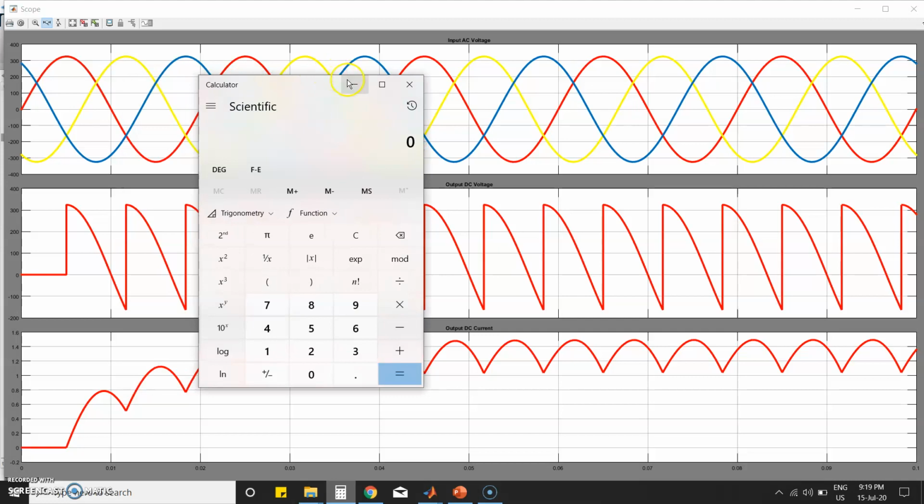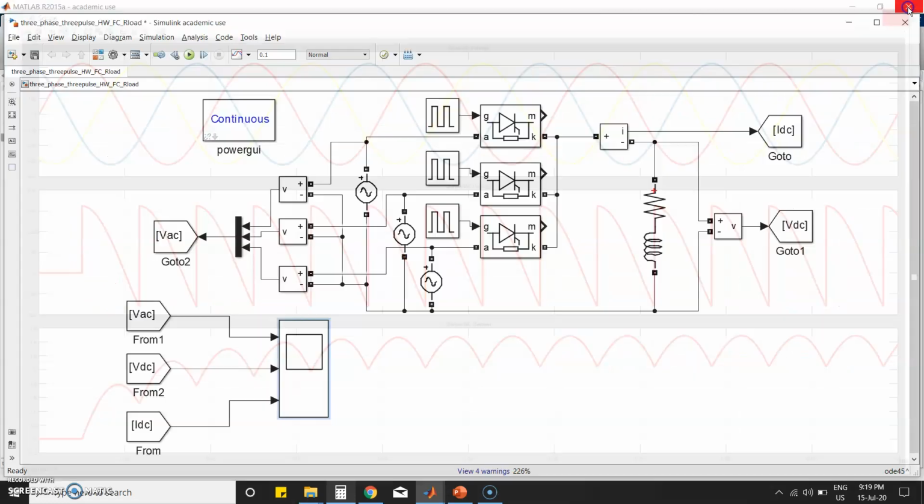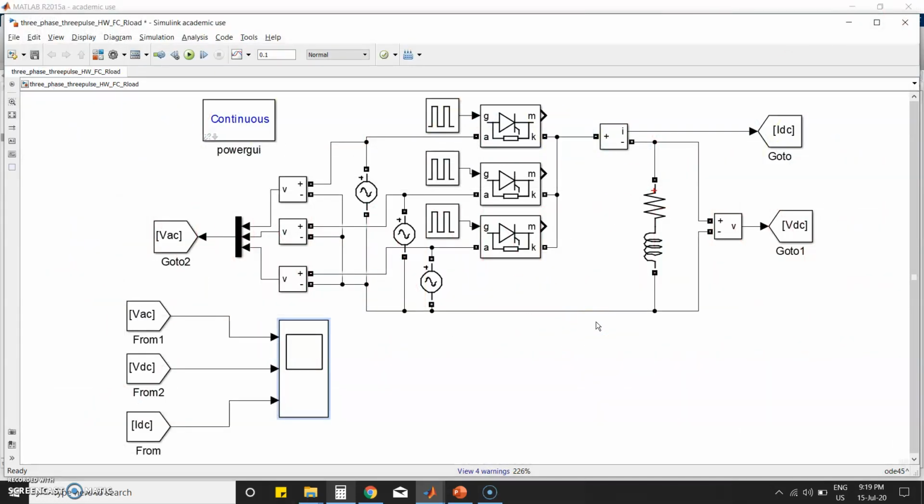So this is the difference between R load and RL load. For R load, after the firing angle becomes more than 30, it will become discontinuous. For RL load, it will be continuous, and we can control the voltage in the negative area also. So this is a simulation of the three-pulse fully controlled converter with R load and RL load. Just try the same on your own.